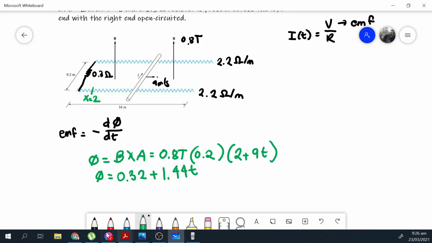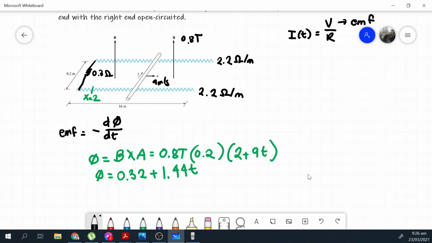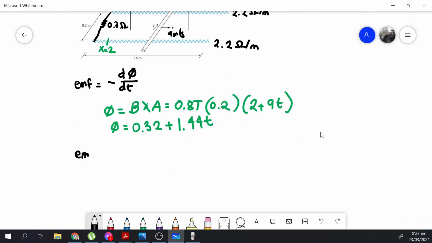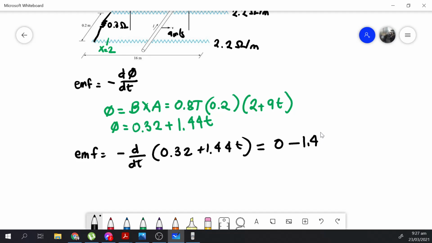We can now solve for our EMF by using the derivative. The EMF is simply equivalent to the negative derivative of the flux with respect to time, so of 0.32 plus 1.44t. The derivative of a constant is of course 0. And then the derivative of 1.44t is 1.44, multiplied by the negative sign, so we have minus 1.44. Therefore, the magnitude of the EMF is 1.44 volts. We now have the EMF.